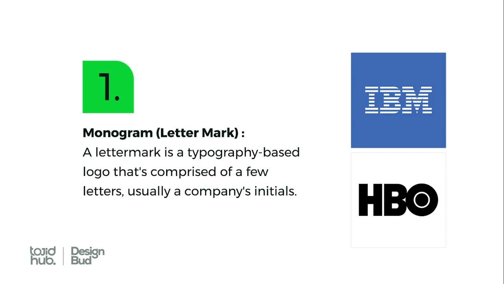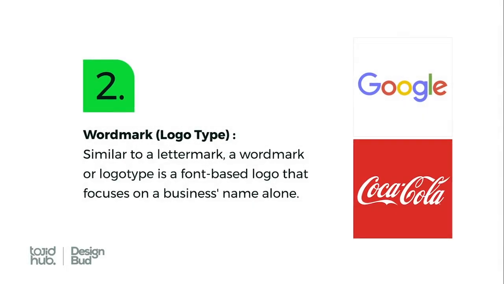The next type of logo we have here is the wordmark logo, or you can call it the logotype. Similar to a lettermark, a wordmark logo is also called a typography-based logo or a font-based logo that focuses on a business name alone. It is usually used by businesses with short brand names like Google and Coca-Cola. Google's logo is a great example of this. The name itself is catchy and memorable, and when combined with strong typography, it creates lasting brand recognition.